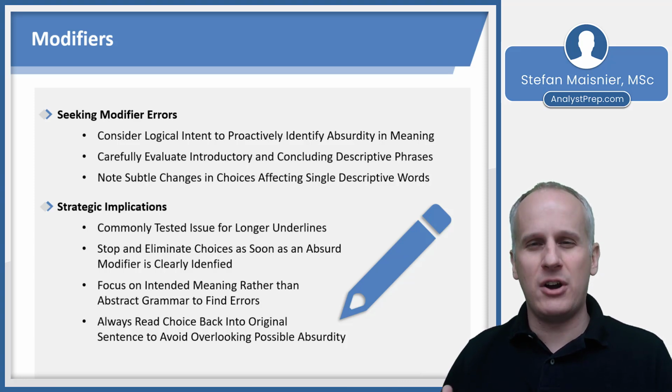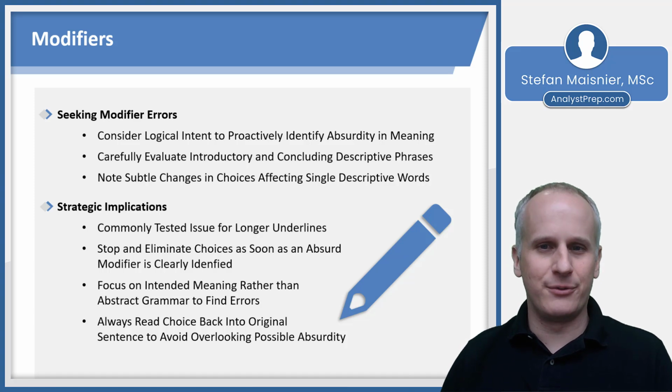And you can overlook an absurd modifier if you're not really paying attention to the intent of the sentence. So this is your last opportunity to potentially catch it by reading the sentence with your choice to make sure that you're not overlooking some absurdity if you've been focused on some other issue.